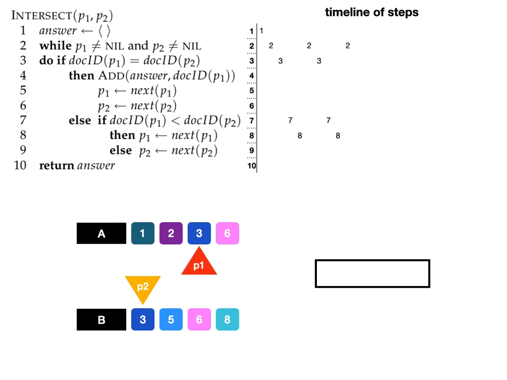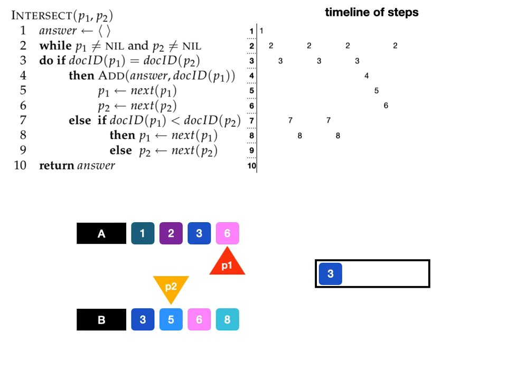We're still looking at items, not the void. Are they the same? Yes, this time for once they are the same. What do we do when they are the same? We add this item to the answer, so 3 gets added to the answer. And we're going to advance both P1 and P2. Now we're going to loop back.